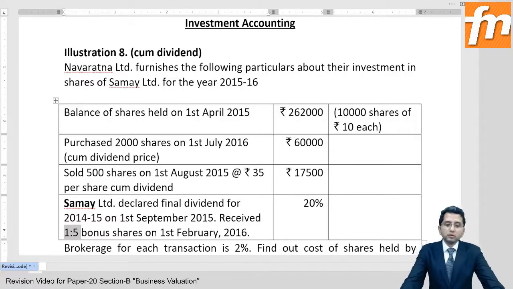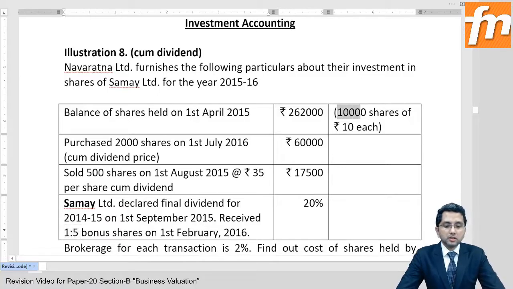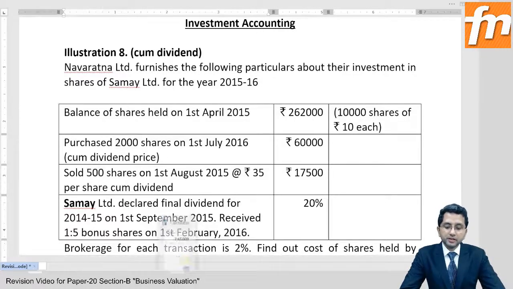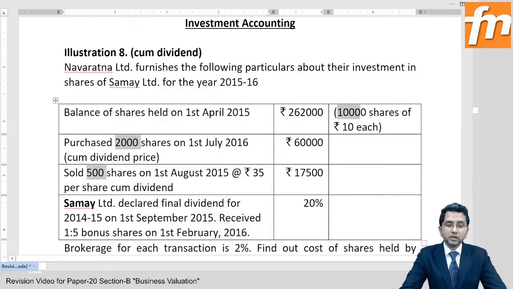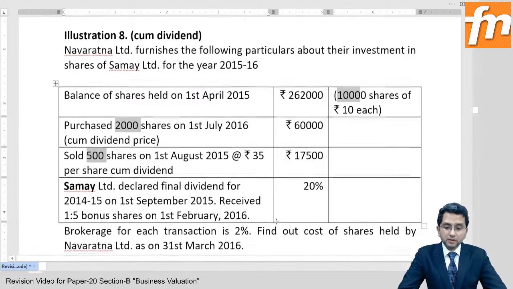Fine. So you were having 10,000 shares, then you bought 2,000 shares, total 12,000 shares, out of which you sold 500 shares. So finally, on 1st September, you were having 11,500 shares. 11,500 should be divided by 5. 2,300 shares you will receive as bonus, and you don't pay anything for bonus. It's free of cost.